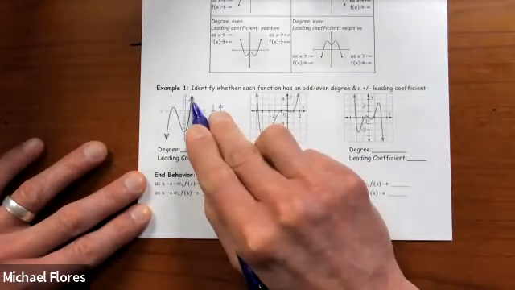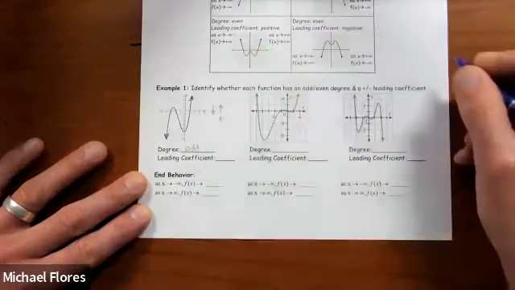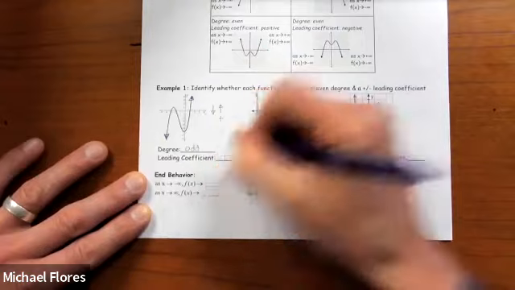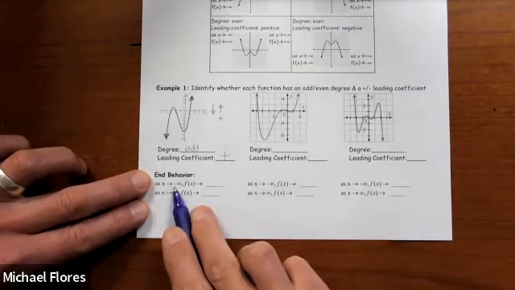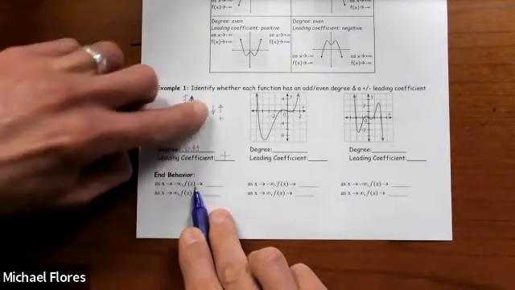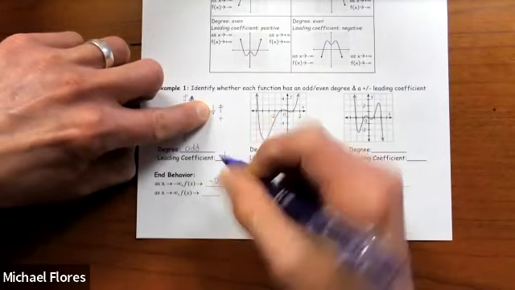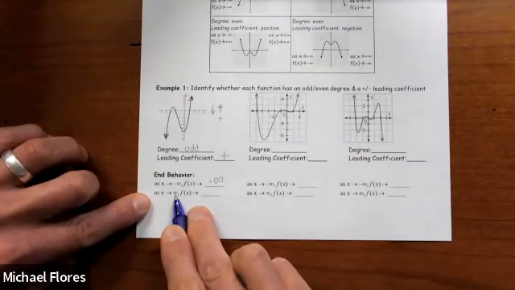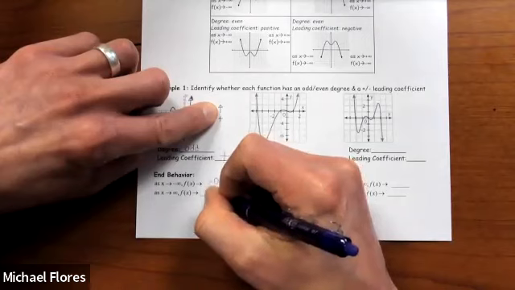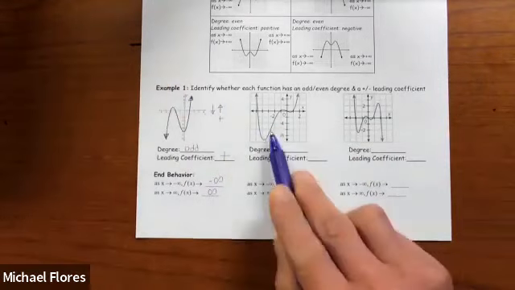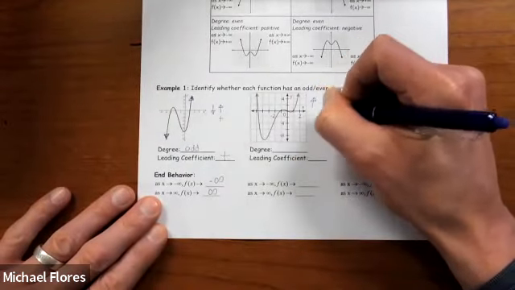Now, anytime your last arrow is trending towards positive infinity, then that means your leading coefficient must be positive. Now we can do our end behavior. As x approaches negative infinity, f of x approaches, what's our first arrow doing? It's pointed down, so negative infinity. Over here, as x approaches positive infinity, f of x approaches, what is our second arrow doing? It's pointed up, positive infinity.